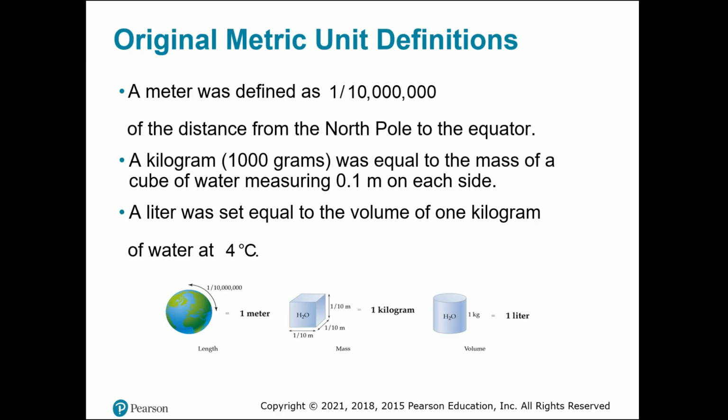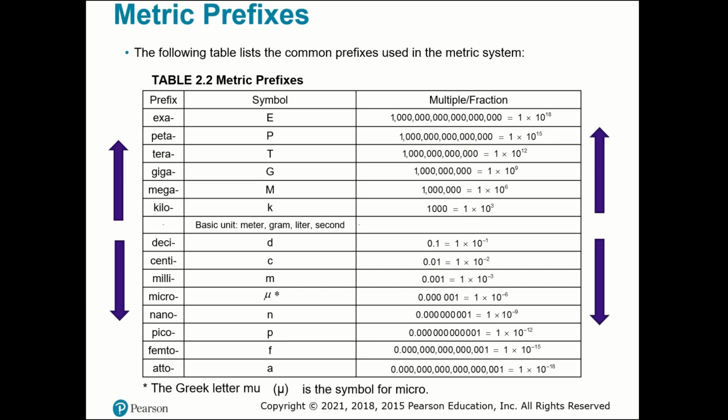The meter was defined as 1 divided by 10 million of the distance from the North Pole to the equator. A kilogram, or 1,000 grams, was equal to the mass of a cube of water measuring 0.1 meter on each side. A liter was set equal to the volume of 1 kilogram of water at 4 degrees Celsius.